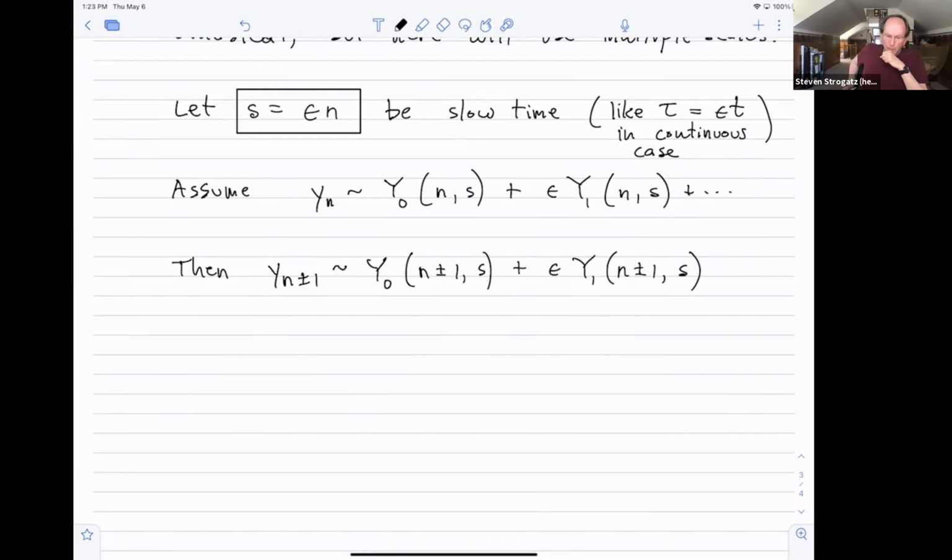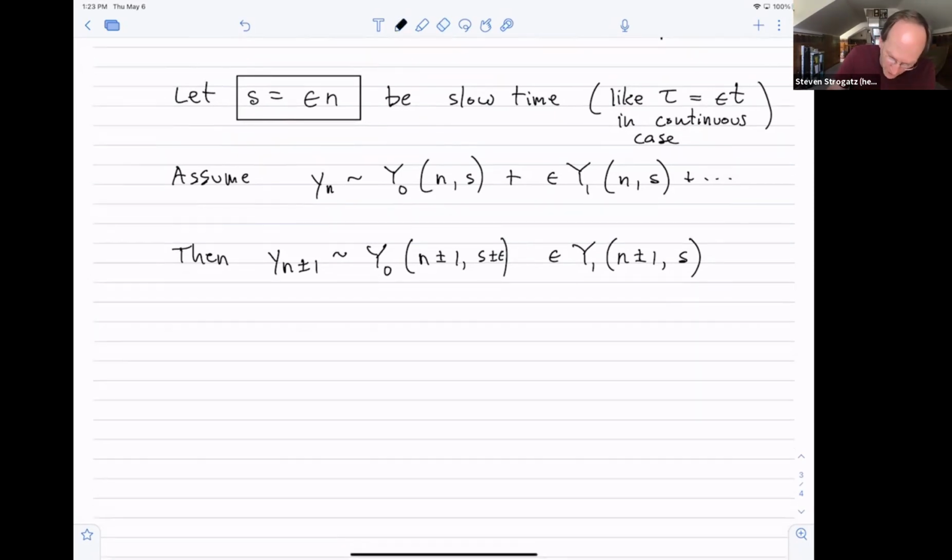Now, you might be wondering, wait a second, why isn't the s being shifted? Good question. It probably should be, right? Should be, actually. s is getting shifted, because after all, s is linked to n by epsilon n. So really this should be s plus or minus epsilon. Yeah, getting in trouble there. See, I'm not used to this kind of stuff. And then this better be s plus or minus epsilon, just to be careful here.